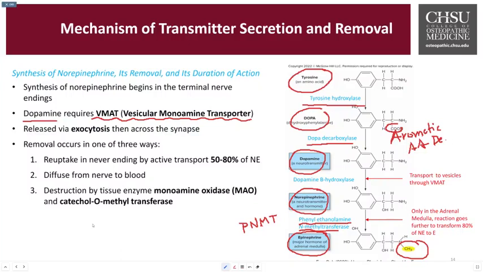When norepinephrine and epinephrine are released, they start to decay over a series of minutes, and there are three ways by which the removal occurs. Number one, it could be actively transported at the nerve ending back into the neuron. Roughly 50 to 80% of norepinephrine gets recycled. Some of that will diffuse into the blood and make its way to certain organs, like the liver. The tissues contain enzymes like MAO, which is monoamine oxidase, as well as the catechol O-methyltransferase enzyme, which can break those down for degradation.